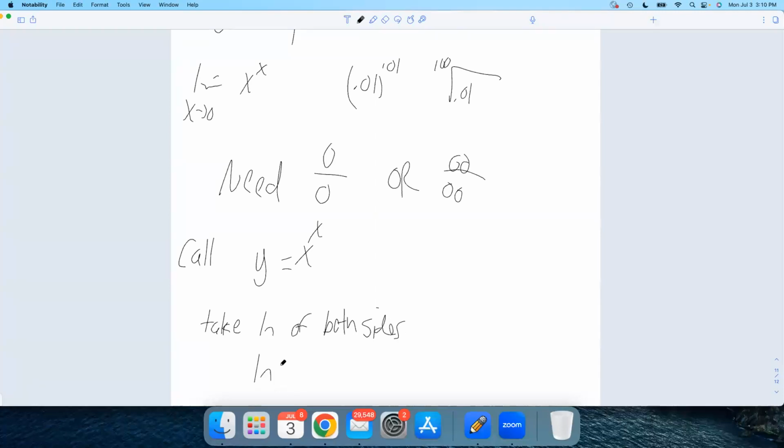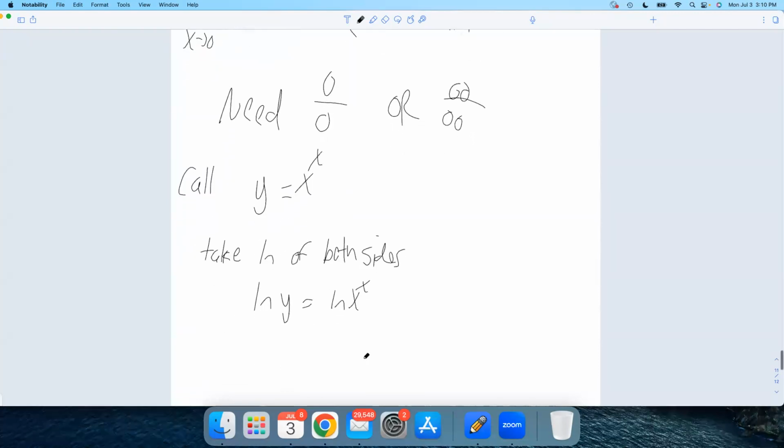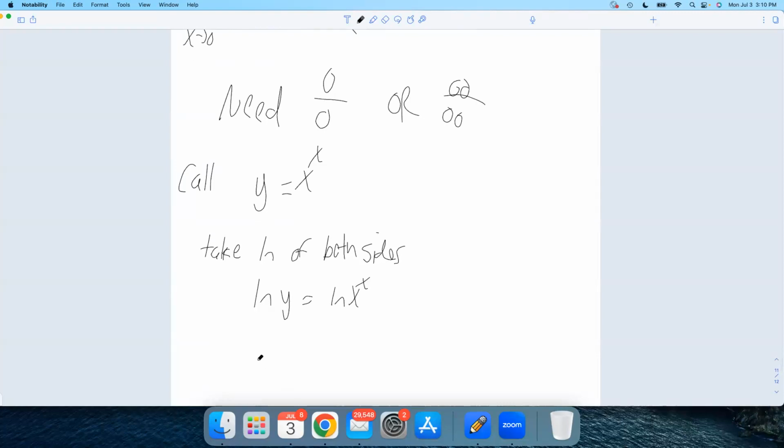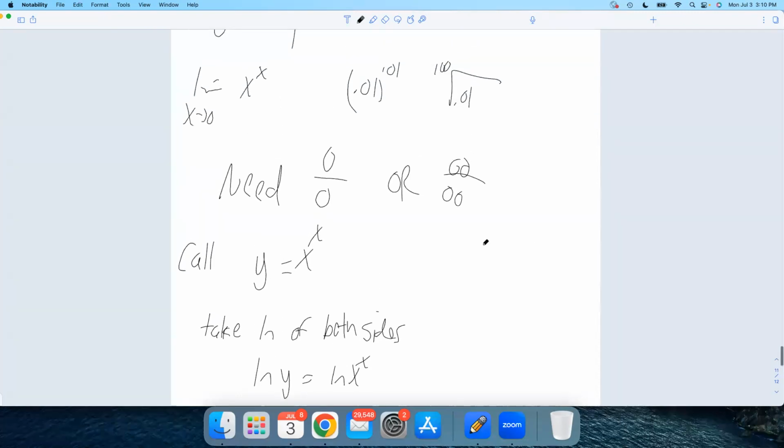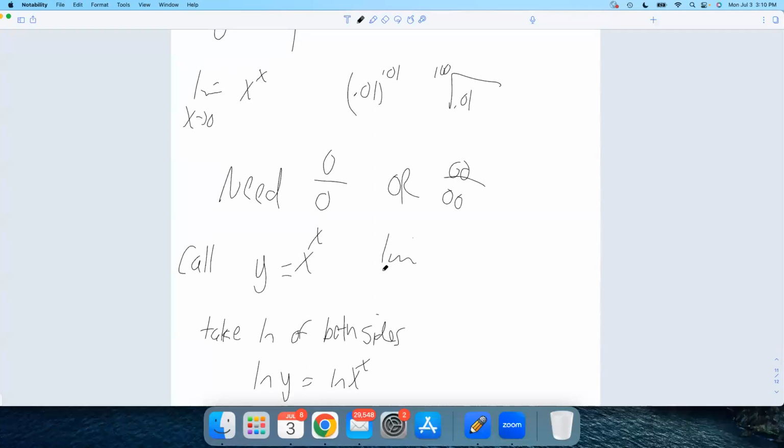So I get natural log of y equals natural log of x to the x. And then I'm allowed to bring that x down to ground level. Now, why did I do this? Because limit as x approaches 0 of y is limit as x approaches 0 of x to the x. I just took the limit of both sides.